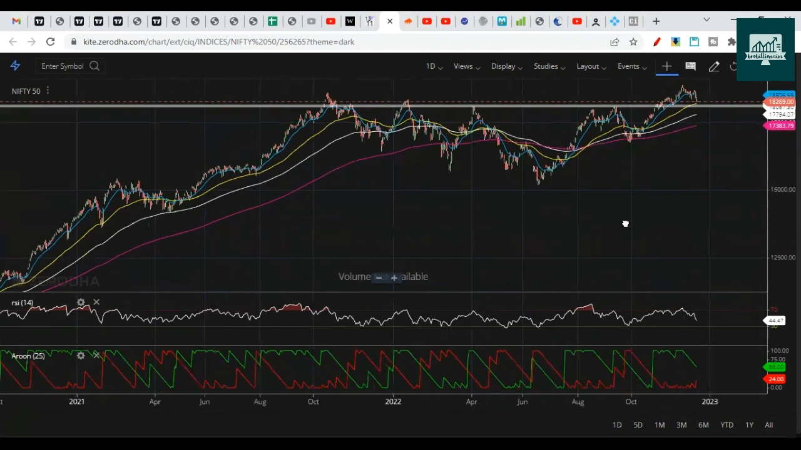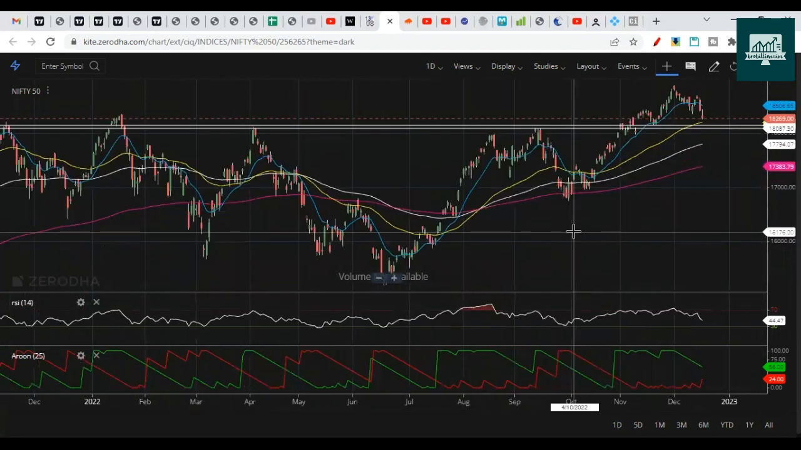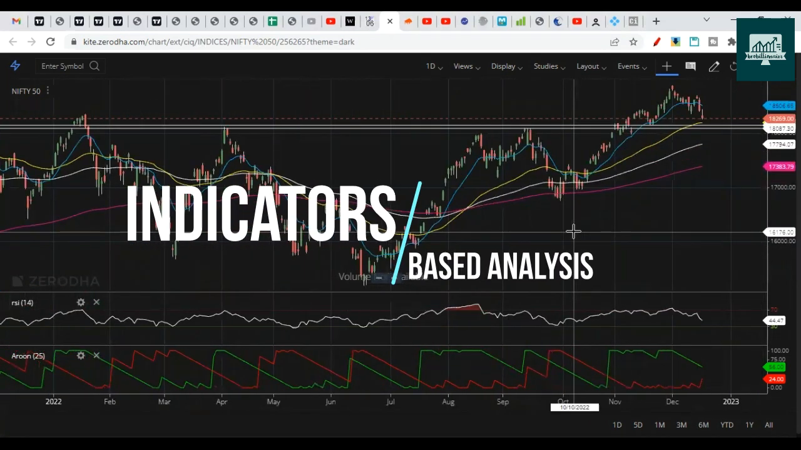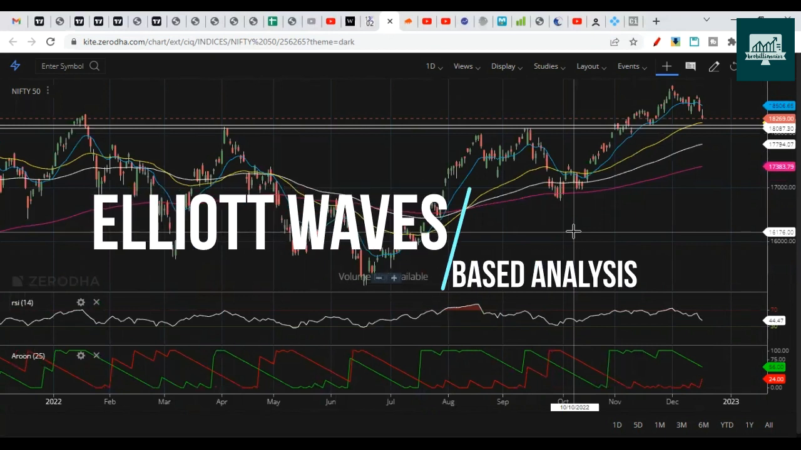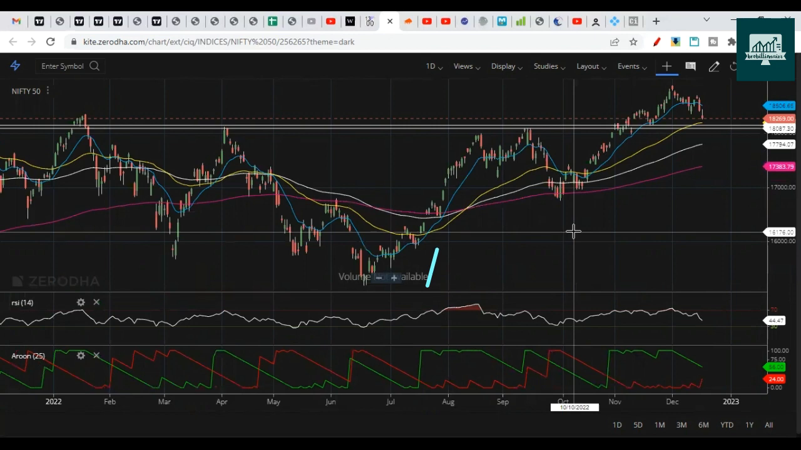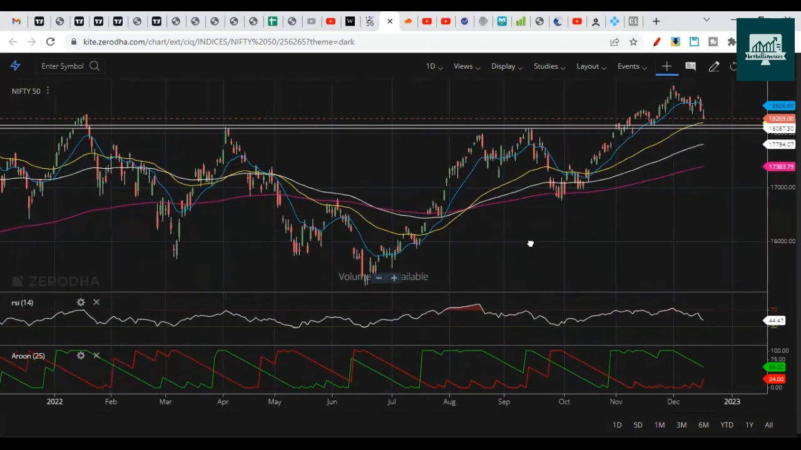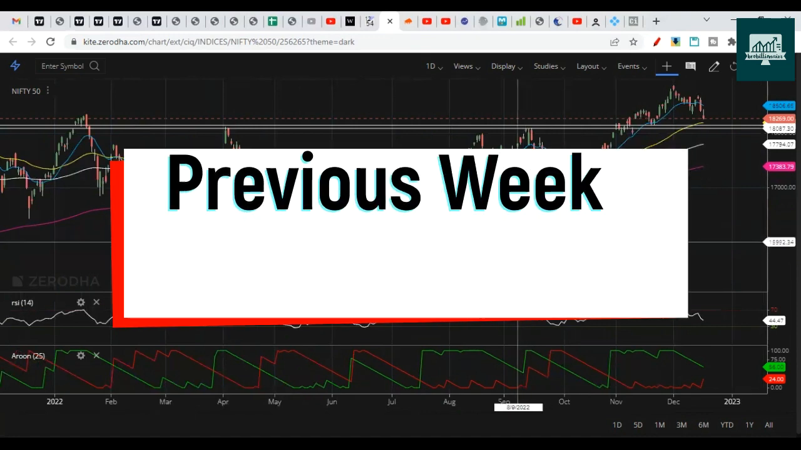So the analysis that we are going to do is first with indicators and price action. It's a classical analysis that we are also going to check. After that, we'll check Elliott Wave, and at the end, we'll do the option chain analysis. And before that, we'll talk about what we discussed in last week's analysis.